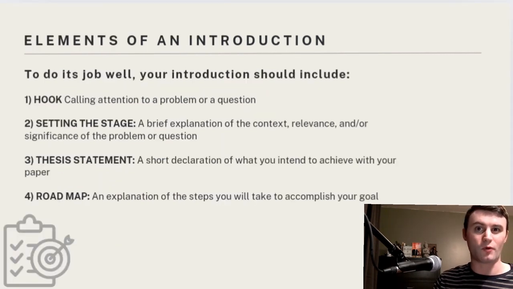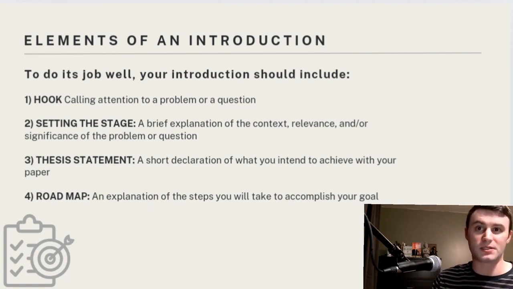To do its job well, your introduction needs to have a few important components. First, there is a hook. This is something to grab your reader's attention, specifically to call attention to the problem or question that you are addressing in your paper. Next, your introduction needs to set the stage. This is where you briefly explain the context and/or significance of the problem or question that you're focusing on.